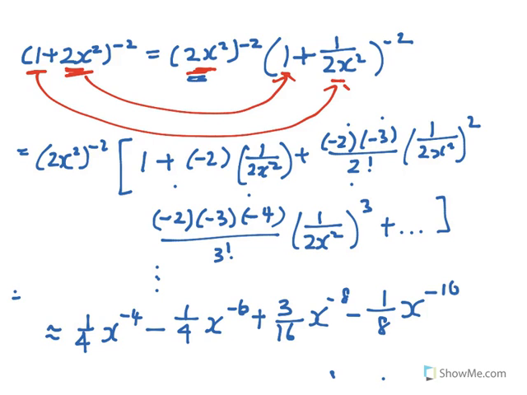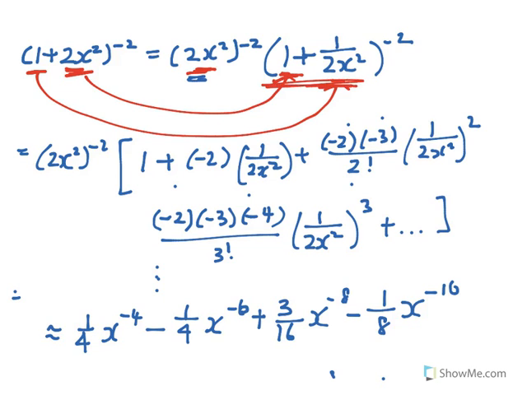Now again, what is this value for? You notice that we are going in decreasing powers. So what's the validity range? For the validity range, we want 1 over 2x squared to be small, so we want this to be less than 1. Where did I get this from? I got this from this portion. We want the variable term to be less than the constant term.